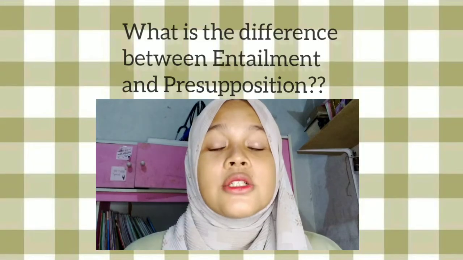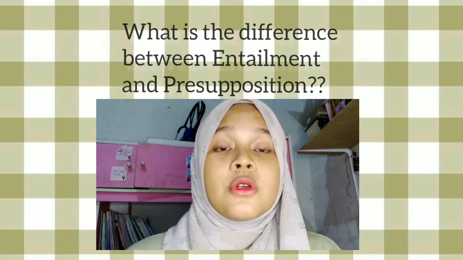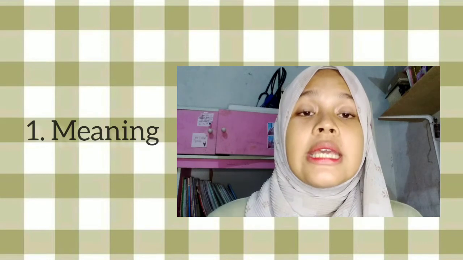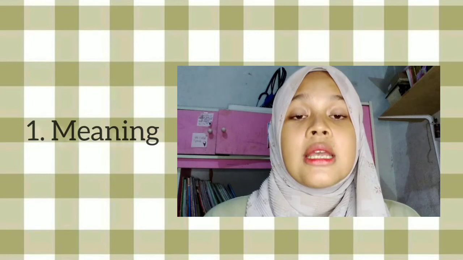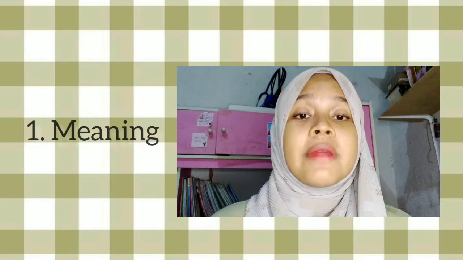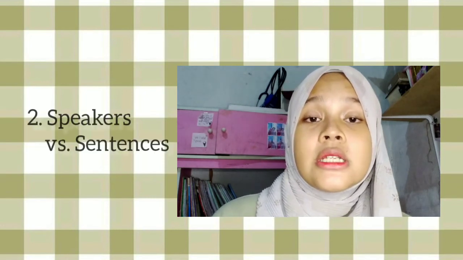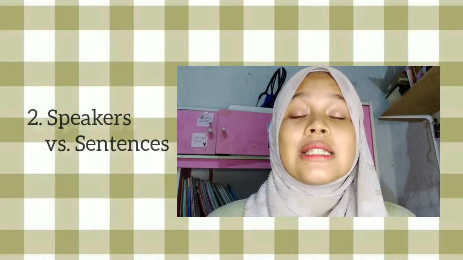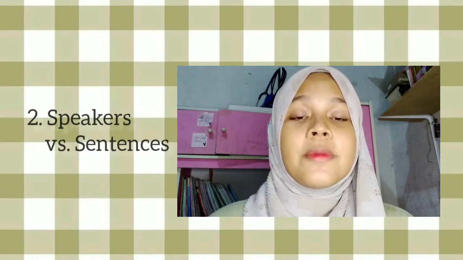The next topic is what are the differences between entailment and presuppositions. The first one, meaning. Entailment is the relation between sentences or propositions. Meanwhile, presupposition is an assumption a speaker makes prior to making an utterance. The next one is speakers versus sentences. Sentences have entailments, but in presupposition, speakers have presuppositions.